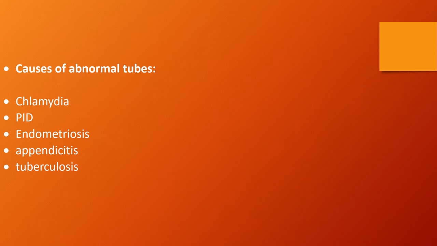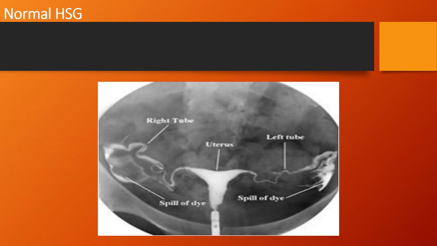Abnormal tubes are most likely secondary to infection like chlamydia, pelvic inflammatory disease, endometriosis, appendicitis, or tuberculosis. Here we see a normal hysterosalpingogram. The uterus and both tubes look normal, with no uterine defects, and the tubes look patent with bilateral spill of dye. This is the typical normal picture of a hysterosalpingogram.